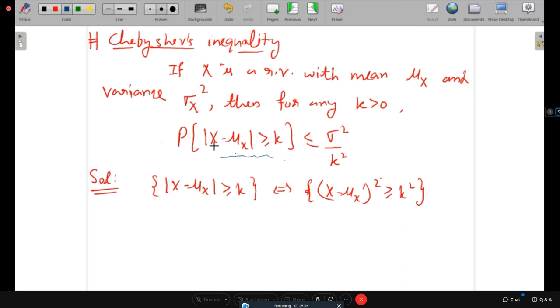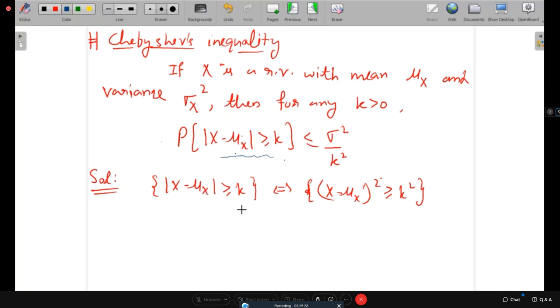After a certain amount of time, the probability that the values of x go apart from the mean is almost negligible. Can I interpret it here like that? Okay, right. I hope you got it.